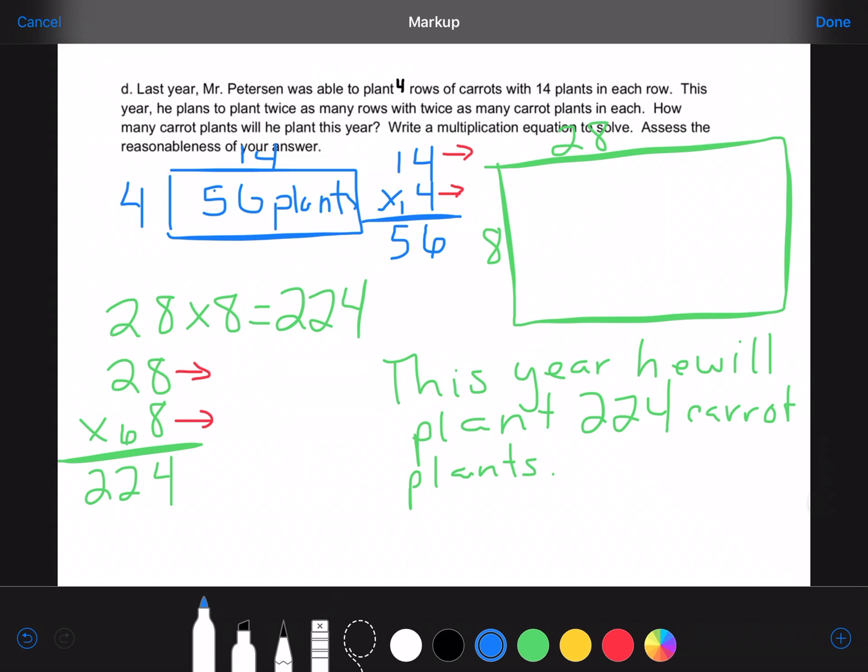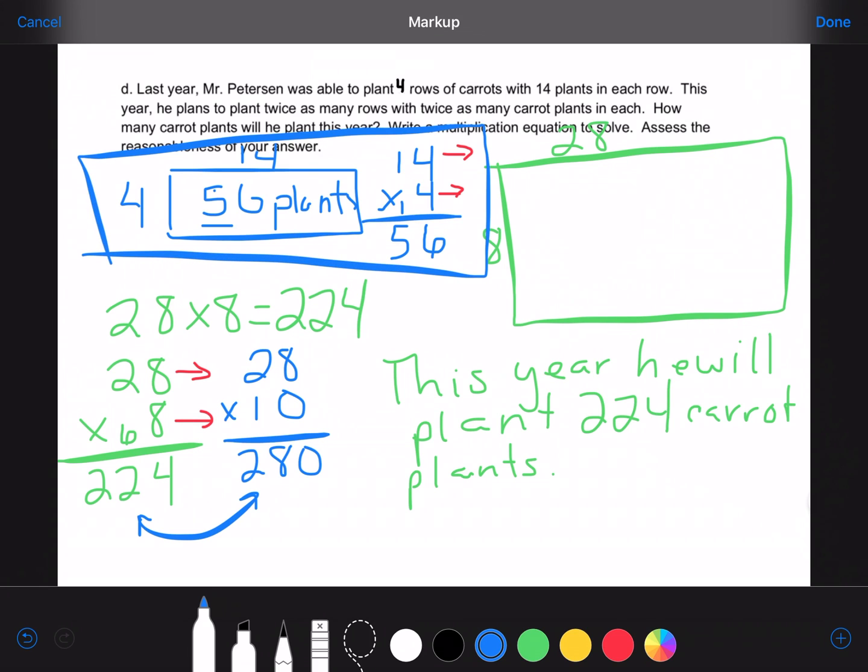So 28 and 8, I need to round at least one of the numbers to decide if it's close. So I'm going to go ahead and go 28 times 10 because 10 is an easier number to multiply by than 8. 28 times 10 would be 280. Those are close. They're both in the 200s. So yes, that would be correct. And there you go. Actually, I'm looking at the problem and realizing we didn't actually need to find out the area. We just needed the area of this one, which was 224.